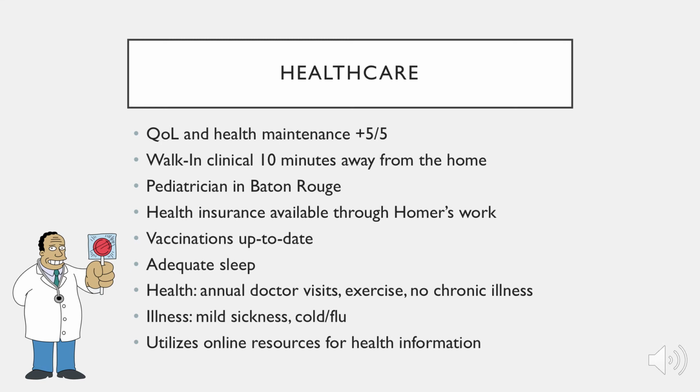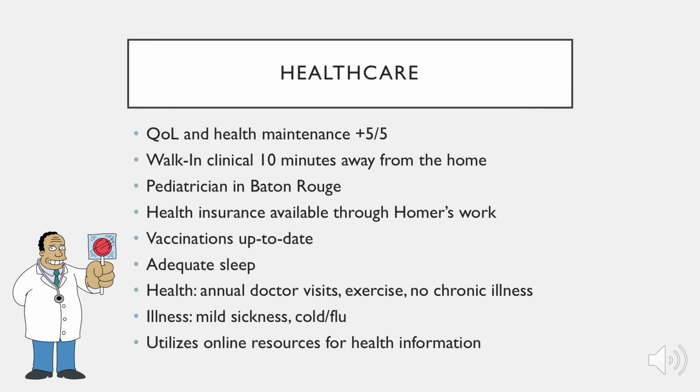Maggie is up to date on all of her vaccinations recommended by her pediatrician, and Marjorie is up to date on vaccines for school. Homer has not received recent vaccinations because his work does not require them, but he's not opposed to immunizations. All members of the family get adequate amounts of sleep. The family defines health as attending annual checkups, remaining active, and being free of medical conditions. The family defines illness as having mild sickness, such as the cold or flu.